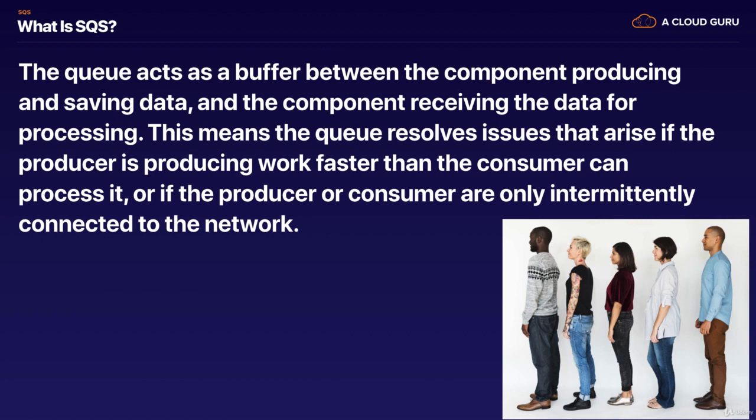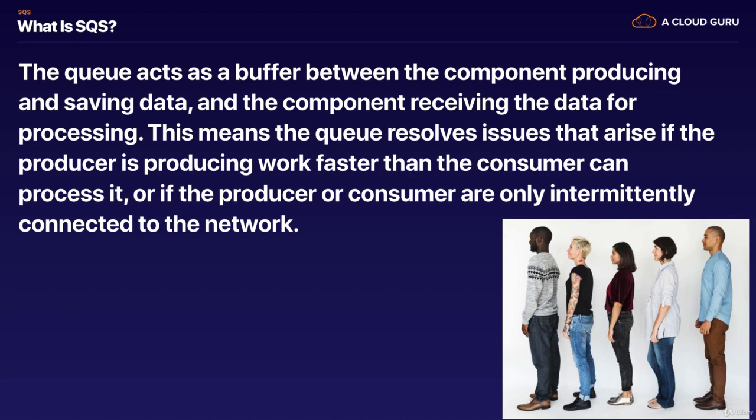The queue acts as a buffer between the components producing and saving data and the components receiving the data for processing. This means the queue resolves issues that arise if the producer is producing work faster than the consumer can process it, or if the producer or consumer are only intermittently connected to the network. So you can actually set up auto-scaling groups, and you can have a trigger based on how many messages are in the queue.